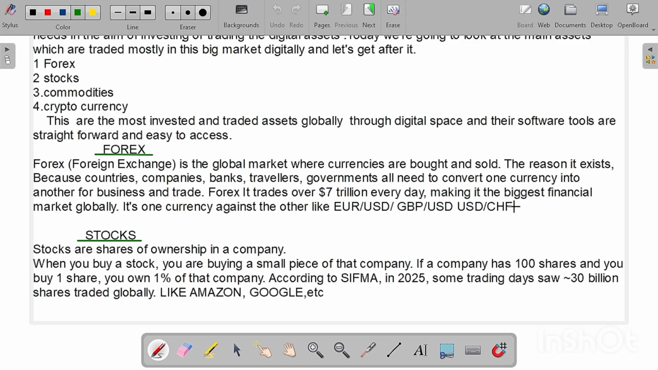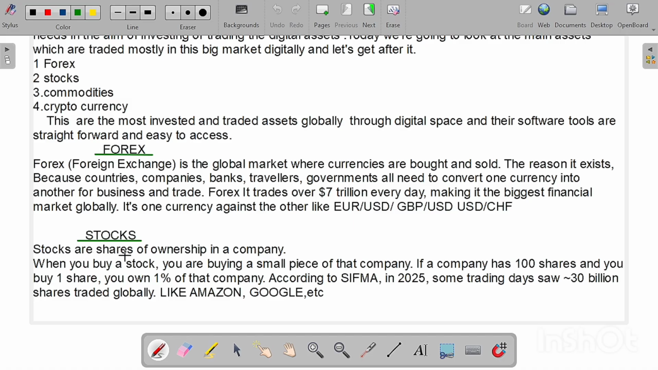Now, on this asset, do you know that in this world, everything is transactional, and when it comes to transactional, you are talking about money. To buy whatever you have, the clothes on your body, the food in your stomach, everything was bought, so money was involved. That's why it is the biggest asset traded globally, which is forex. Now let's go to the next asset, which is stocks.